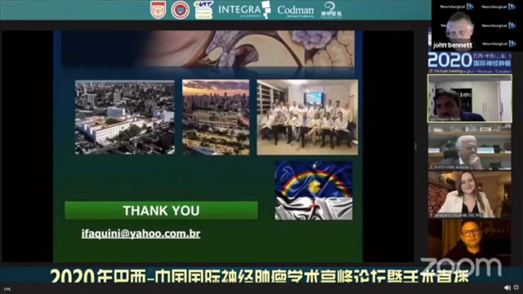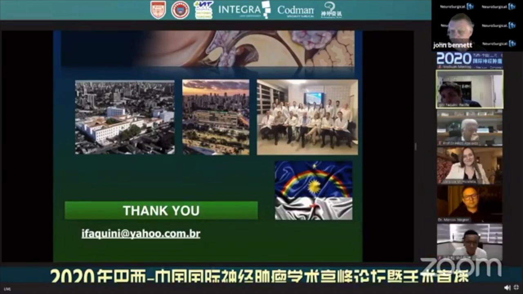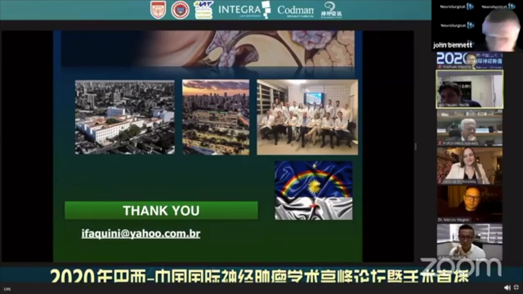So these are the two hospitals where I work, MIPI and Restauração. And here is the Restauração team led by Professor Hildo, to whom I thank everything that I learned about pineal tumors. And I'm very honored by his confidence and trust in the last 11 years that we've been working together. Thank you very much.